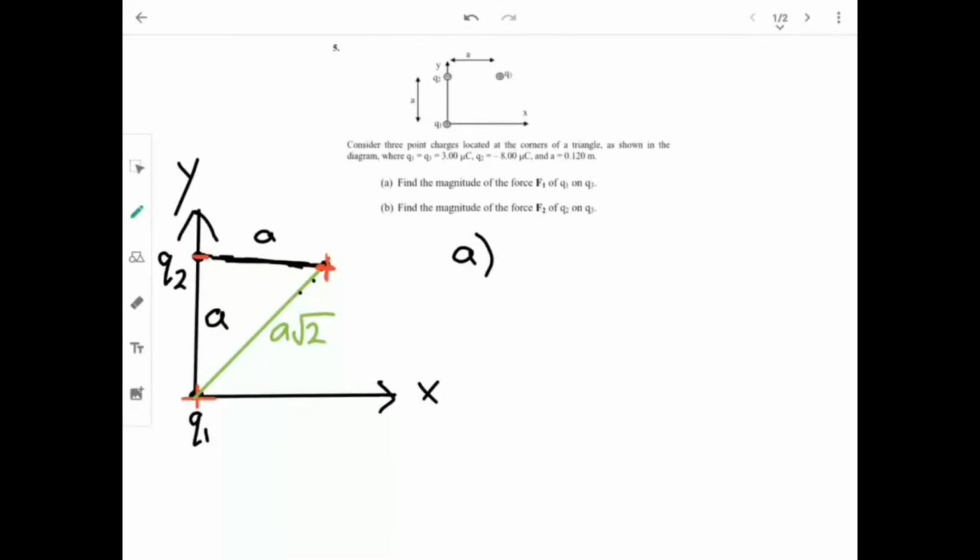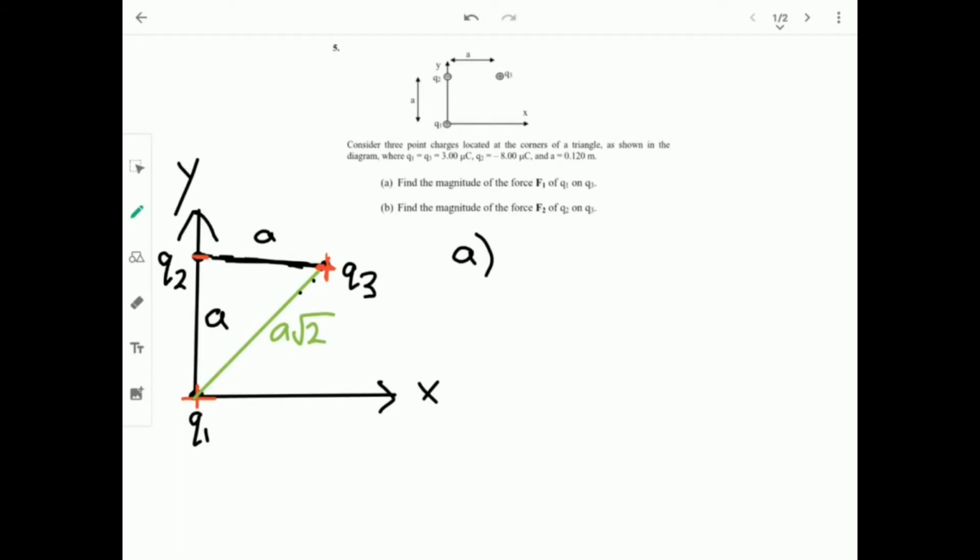Let's do number 5. Consider 3 point charges located at the corners of a triangle as shown in the diagram, where Q1 equals Q3 equals 3 microcoulombs, Q2 is negative 8 microcoulombs, and A is equal to 0.12 meters. Part A is asking us to find the magnitude of the force F1 of Q1 on Q3. So now Q1 is here and Q3 is here. Since they're both positive, will this be an attractive force or a repulsive force? Obviously repulsive, because like charges repel.